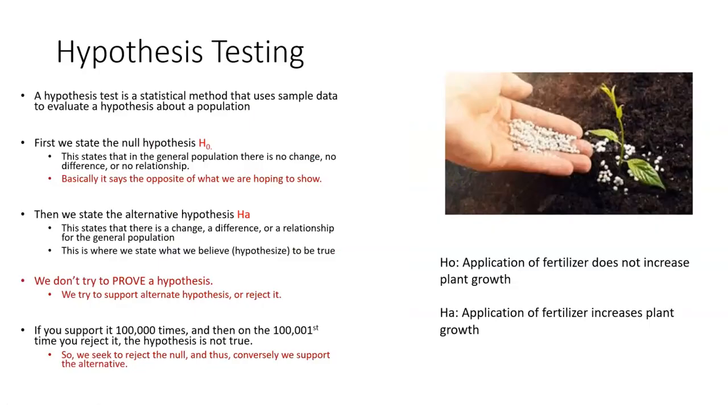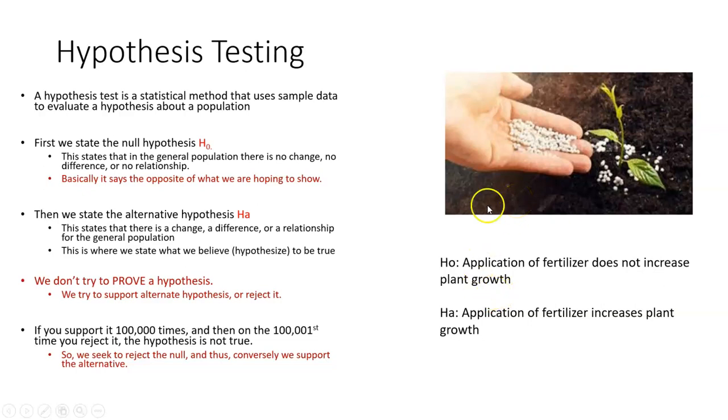So I draw two hypotheses. One is known as alternate hypothesis and the other one is known as the null hypothesis. Alternate hypothesis involves what we are trying to prove. Null hypothesis is the opposite of that.